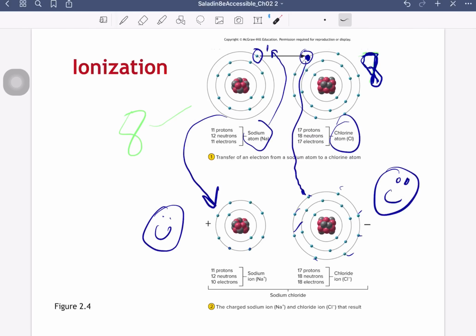Now this is great, because remember what we just said before? When you have positives and negatives, they like to attract each other, which is not surprising why sodium chloride is a fabulous little molecule, because sodium and chloride love to get together because of the positive and the negative shift. So that is a little bit on ionization.